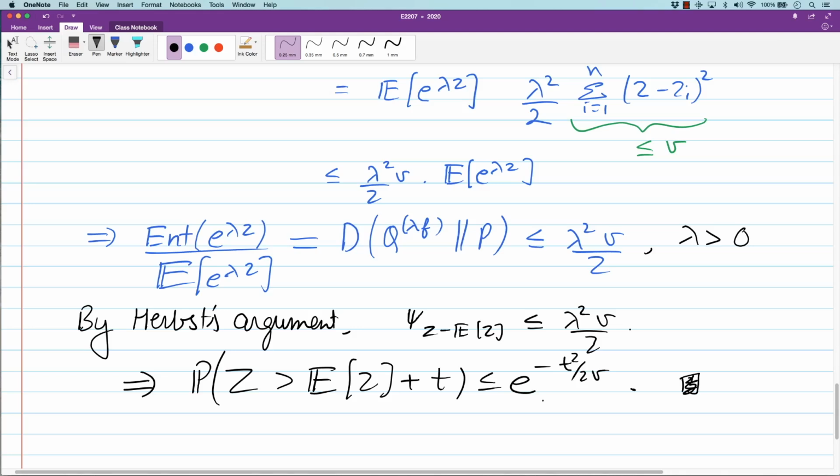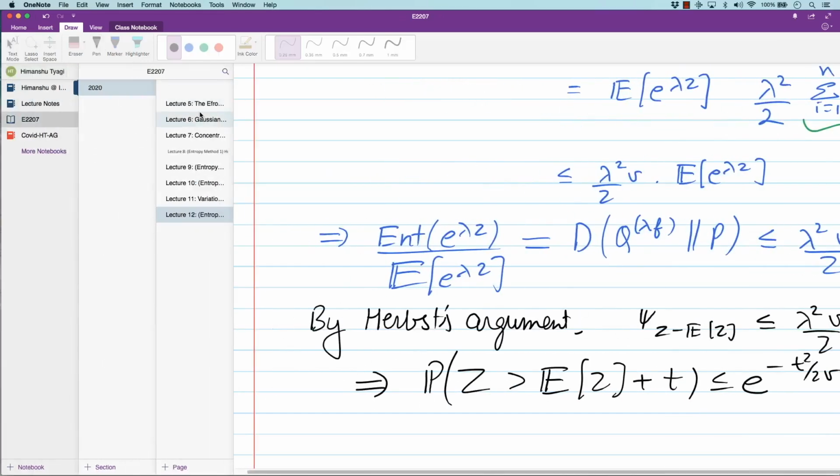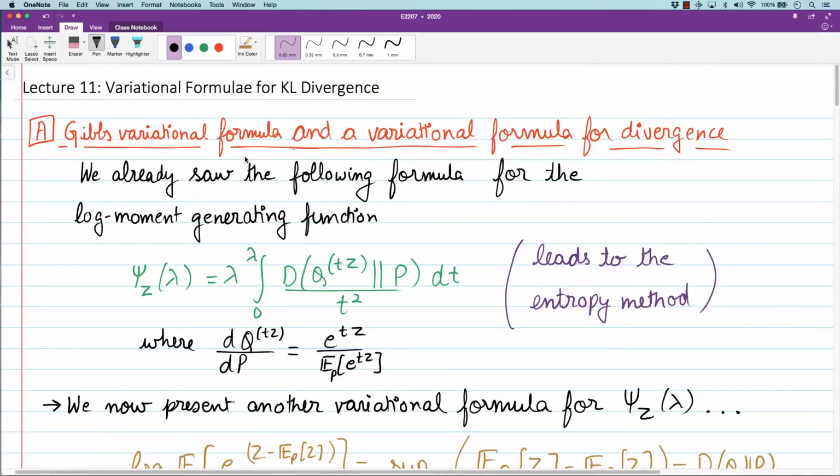So this is the entropy method, and we have illustrated it using the binary log-Sobolev inequality, the Gaussian log-Sobolev inequality, and now finally for general random variables. This concludes our discussion of the entropy method. In the next lecture, Aditya will start with the transportation method, which is the second major approach for proving concentration bounds that we'll see in this course.